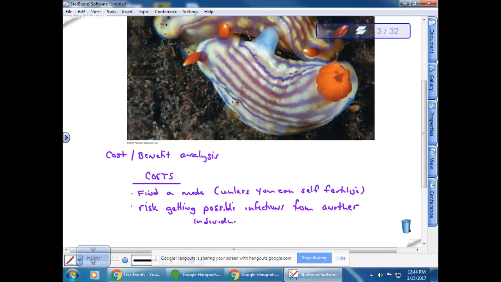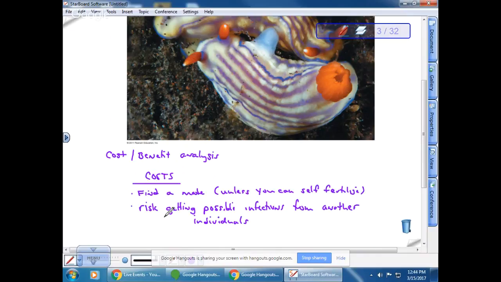And you remember spiders, being carnivorous, evolved a way to reduce that risk, right? The males use their pedipalps instead of their penises in order to fertilize the female, and that helps to reduce their risk of being eaten. So the costs are finding a mate, infections, and being eaten or damaged by your sexual partner.